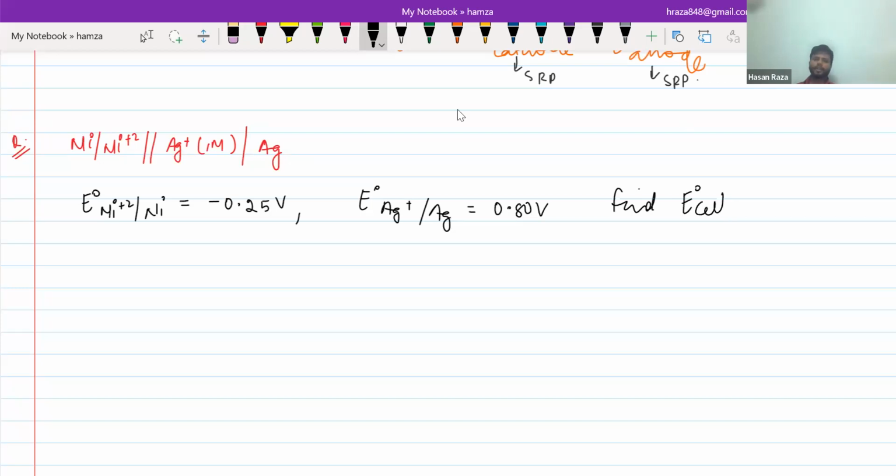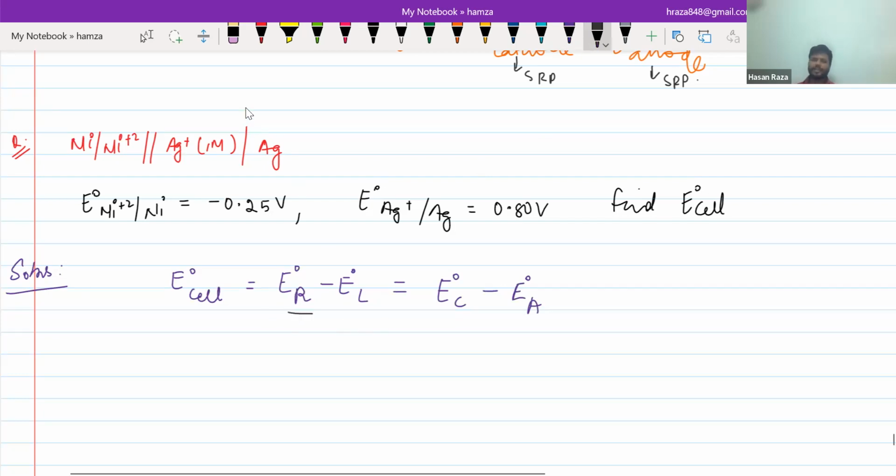So we have a formula for E naught cell. We need to calculate E naught cell, so I'm going to explain it. See it carefully. E naught cell will be equal to either E right minus E left, or we can take E cathode minus E anode. And since we are talking about naught, take naught with it. E anode.